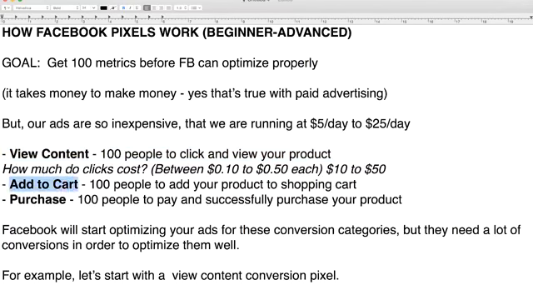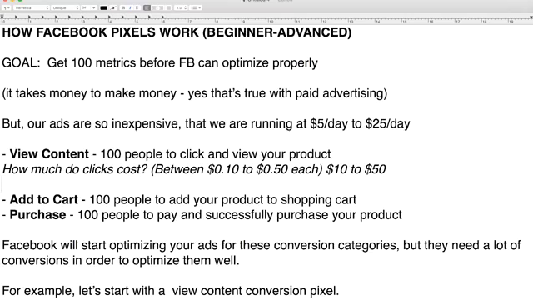Add to cart. Now what you're doing is you want to set a goal to get 100 people to add your product to a shopping cart. After these people add it to the shopping cart, hopefully out of these 100 people, some of them purchase it. Let's hope that some people purchase it.